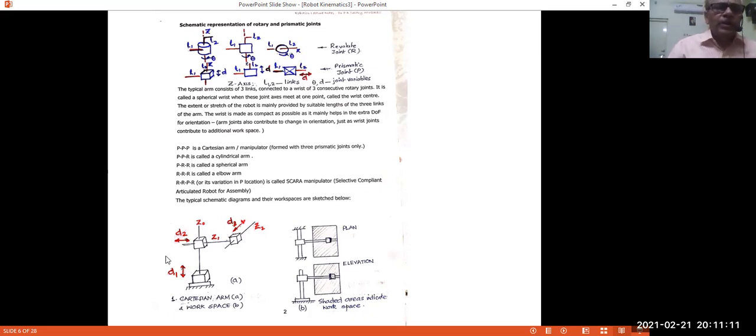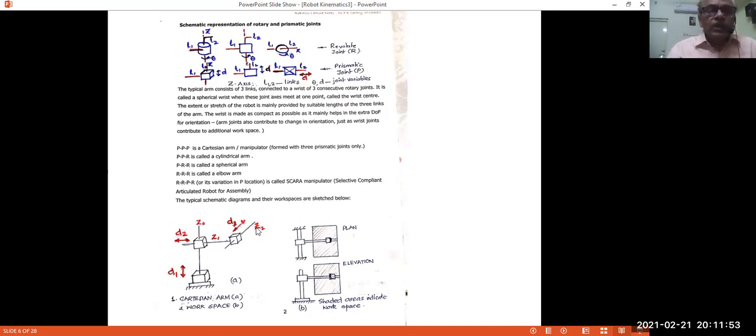Other than that, we also call the arm part. You have an arm and a wrist. The wrist is usually made up of three rotary joints in a row, and that wrist is attached, schematically, to the end of the first three links. For example, this is a Cartesian arm. It has three consecutive prismatic joints, that means linear motion, this kind of a motion produced here, this kind of a motion, and this kind of a motion. It is called a Cartesian arm, and we call it PPP, prismatic.